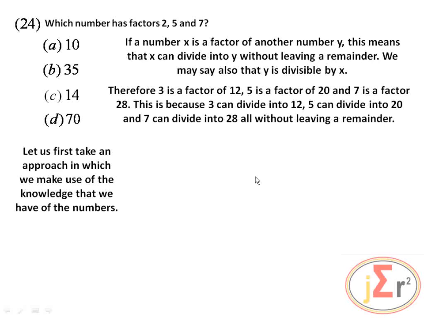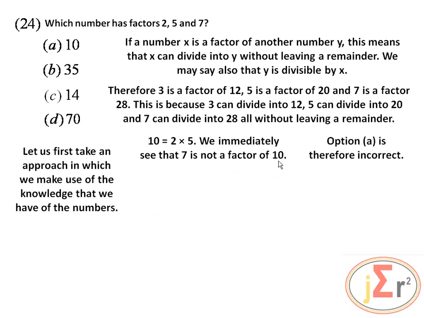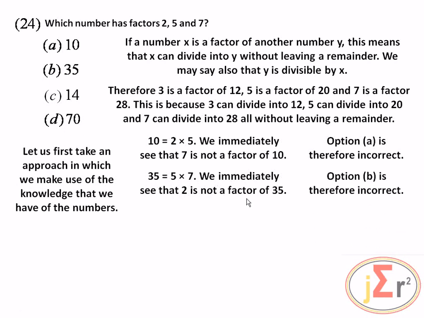So let us first take an approach in which we make use of the knowledge that we have of the numbers. So we know that 10 is 2 times 5. Right, and we can see that 7 is not a factor of 10. So we know that option A is not correct. So we take a look at 35, and we know that what? 35 is 5 times 7. And look here, we have a 2, so we know that 2 is missing. So 2 is not in this one, so option B is not correct.